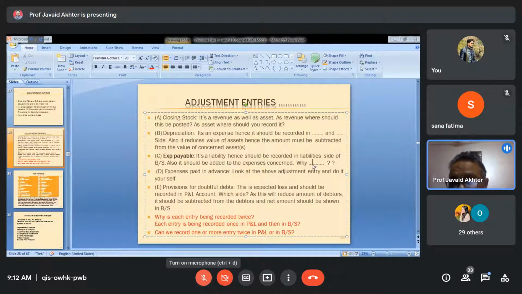But why are we recording this, which is payable, as a liability and also in the profit and loss account? We have not paid. It is yet to be paid. Why are we recording it as an expense? We have not paid rent, but we are recording it as an expense. Why are we doing so?